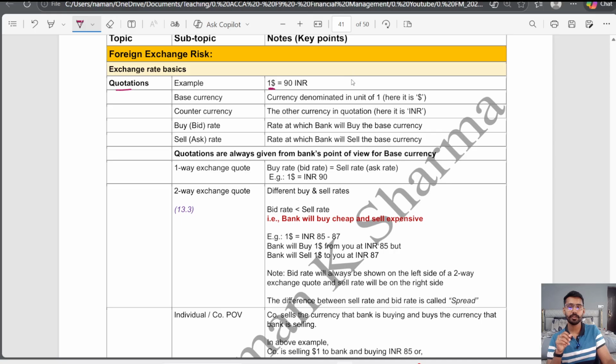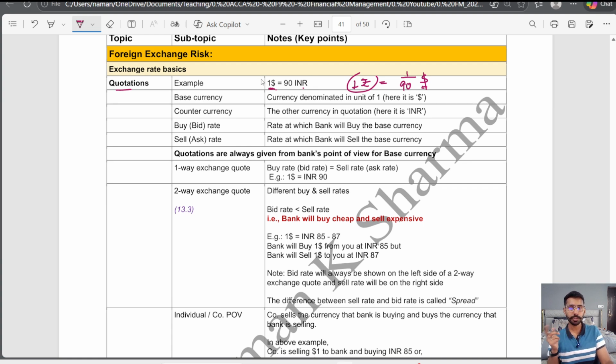The same quotation can also be represented as 1 rupee is equal to 1 by $90. Now this is the same exchange rate, just rupees is the base currency now and dollar is the counter currency. In the earlier quotation, dollar is the base currency and rupees is the counter currency. Very important to know because in your IRPT formula, your PPPT formula, all these formulas, it is very important that you understand what the base currency is.